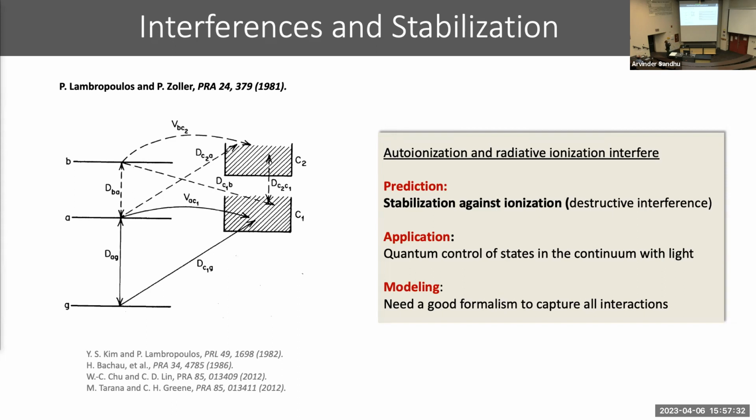If you use this light field correctly, you can set things up so that this pathway and this natural pathway destructively interfere, which means you can shut down the ionization, or you can stabilize the atom against the ionization. So that was the idea, but it wasn't verified. So we went ahead and looked into it.